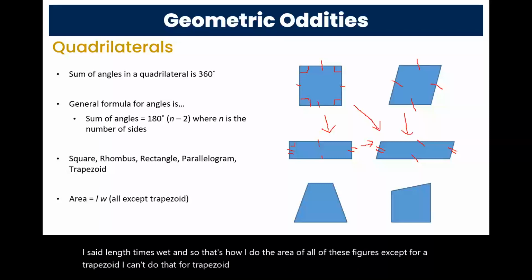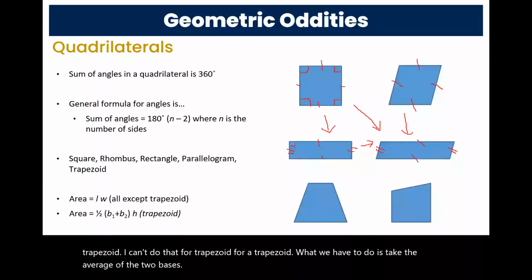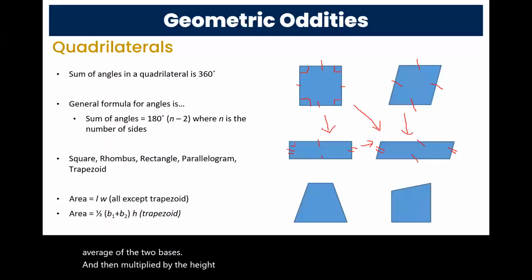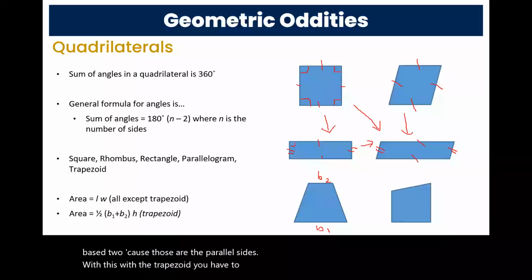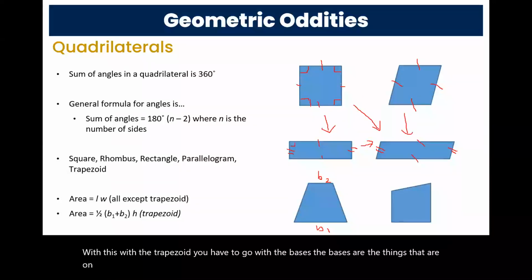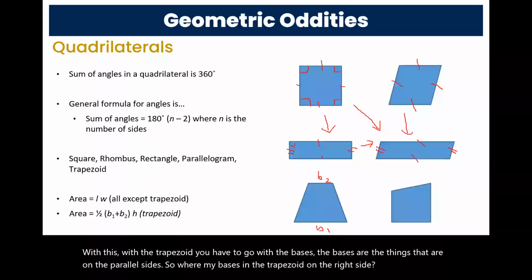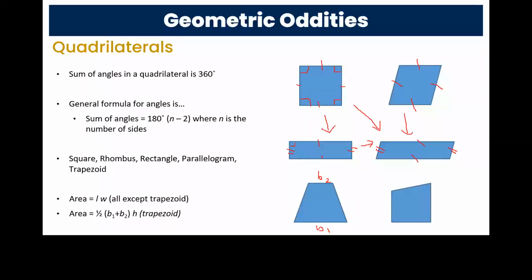For a trapezoid, what we have to do is take the average of the two bases and then multiply by the height. So in this case, this would be base 1 and this would be base 2, because those are the parallel sides. So with the trapezoid, you have to go with the bases. The bases are the things that are on the parallel sides. So where are my bases in the trapezoid on the right side? Where are my bases in the trapezoid here?